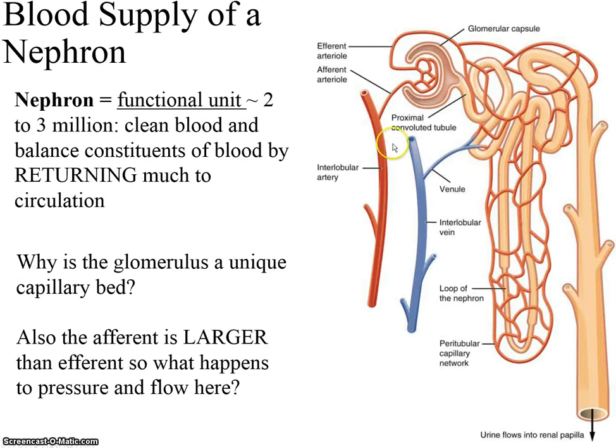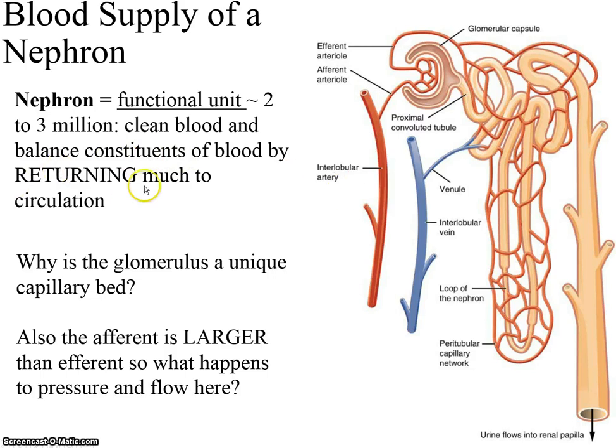All right, so here again, here's our interlobular or cortical radiate arteriole into a glomerulus. The nephron again is the functional unit, and it starts here and then it moves right to there. So from here to here is a nephron. All right. Its job is to clean blood and balance the constituents of blood. So it's really regulating what's in our blood.